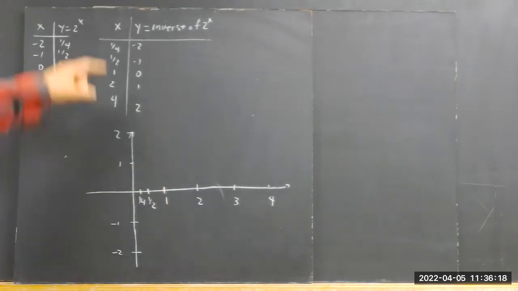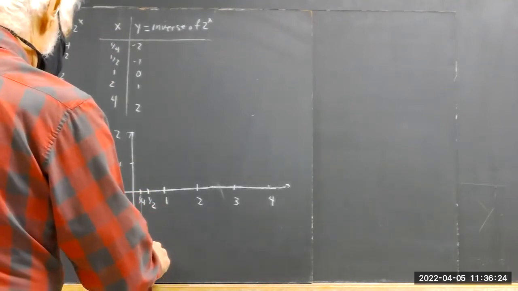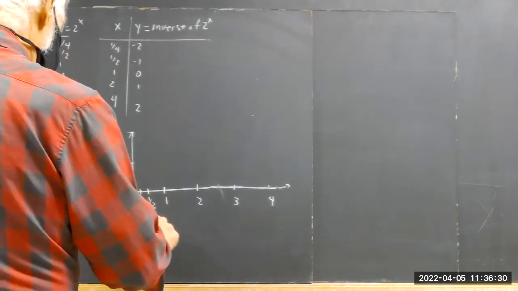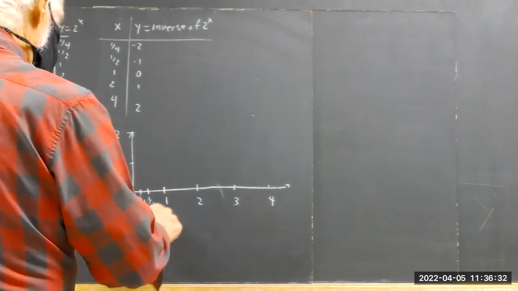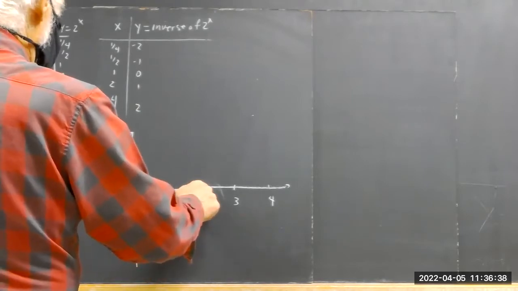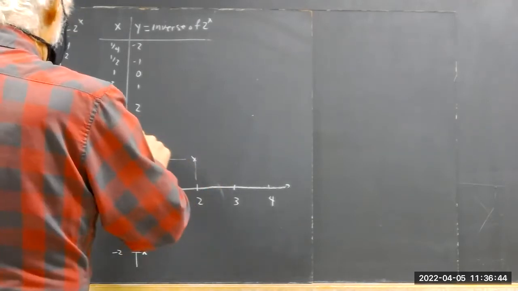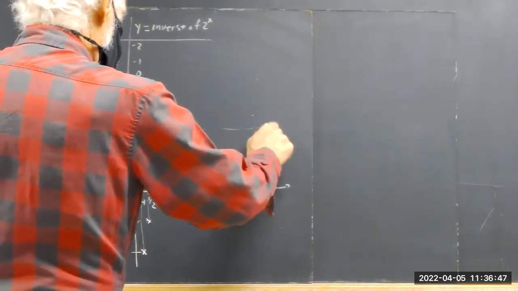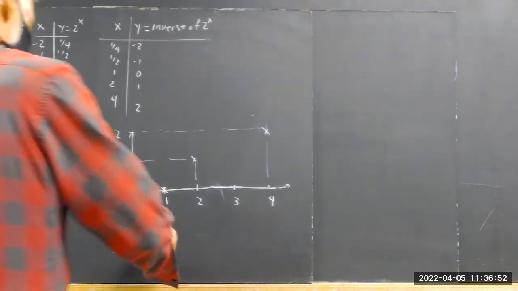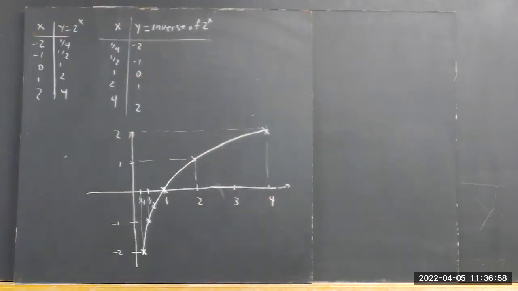Now we can locate these points. 1/4, -2. Well, here's 1/4, there's -2. So we'll come down here. There's our point 1/4, -2. Our point 1/2, -1 is going to be here. Our point 1, 0, well, that's right here. Our point 2, 1 is going to be here. And our point 4, 2 is going to be way out here. Now we'll do a nice smooth curve. There's our graph.